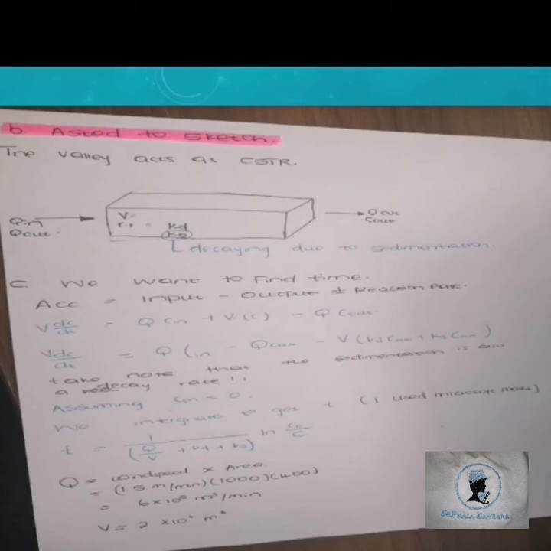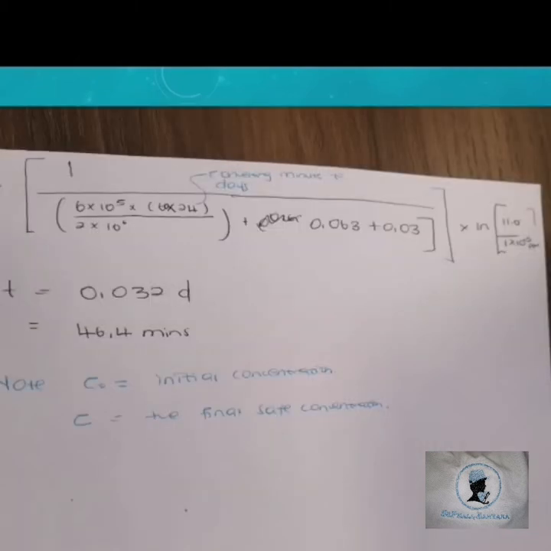Before substituting, let me explain how I got my flow rate. I have the wind speed for in and out. So the wind speed multiplied by the area, that's how I got my flow rate. And then I calculated my volume using normal mathematics. And then I substituted here, and I got my time to be 46.4 minutes.